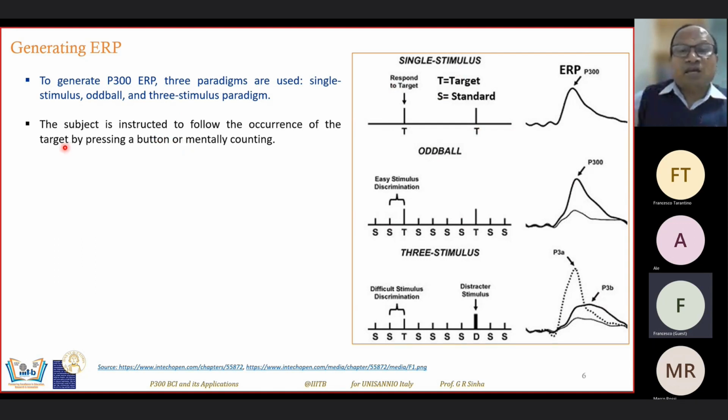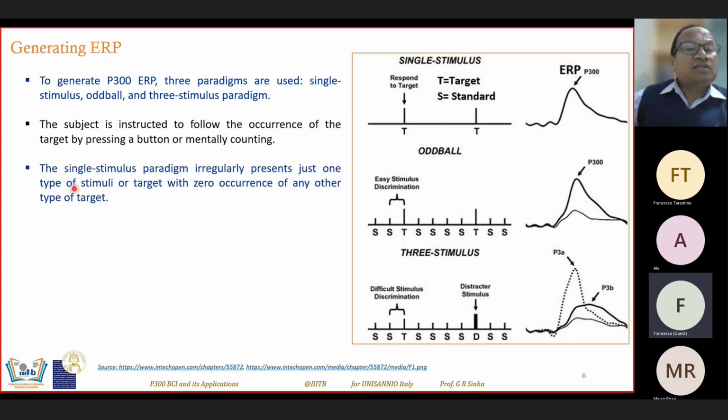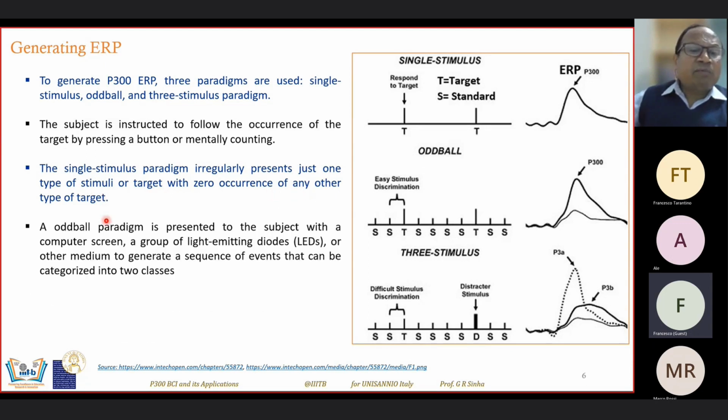When you are asking a person, I want to record your P300 ERP, then you will request the subject to follow the occurrence of target by pressing a button or mentally counting. You have to ask him or her, just press a button and count something suddenly, either mentally or watch something. The single stimulus paradigm irregularly presents just one type of stimuli or target with zero occurrence of any other target. And oddball paradigm is presented to a subject in this case.